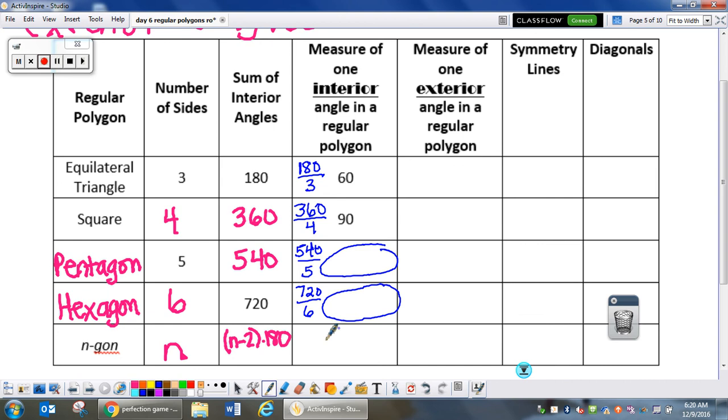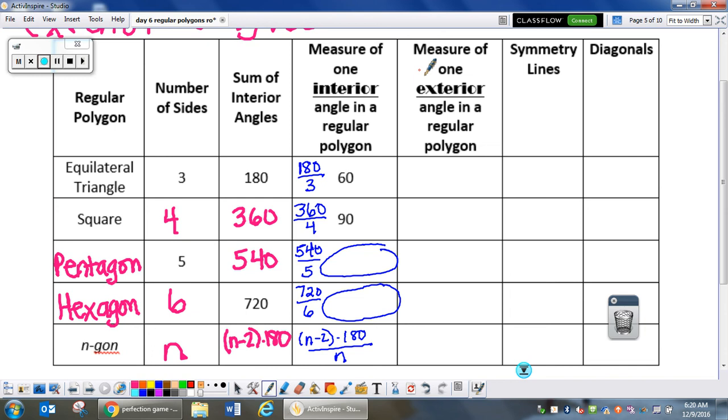So if you have any other n-gons, so say a decagon with 10 sides, a nonagon with 9, you simply take the sum, n minus 2 times 180, and you divide it by the number of sides. Okay?